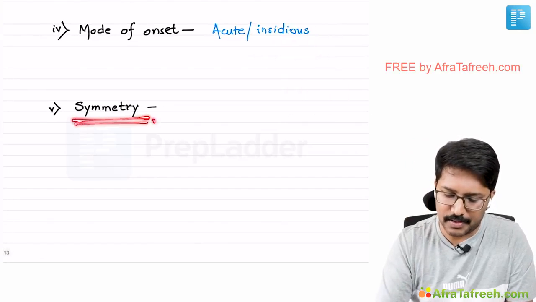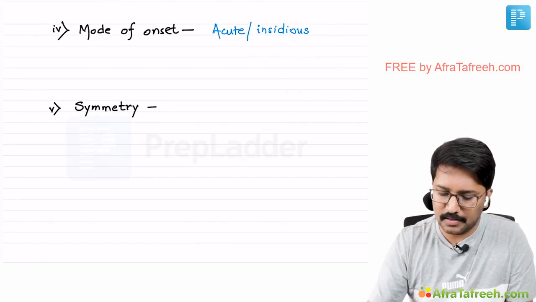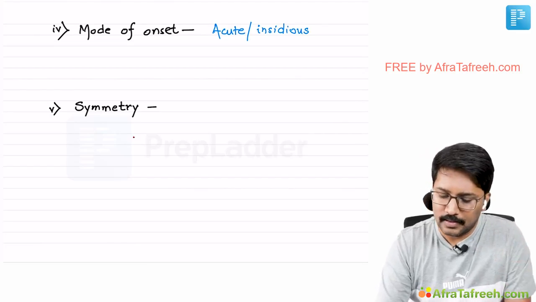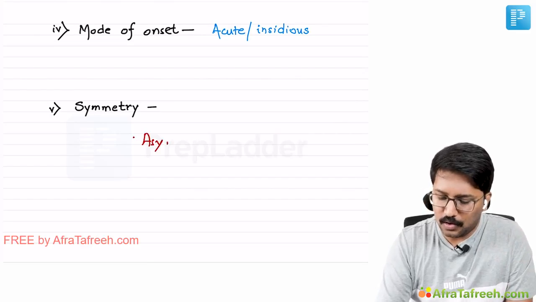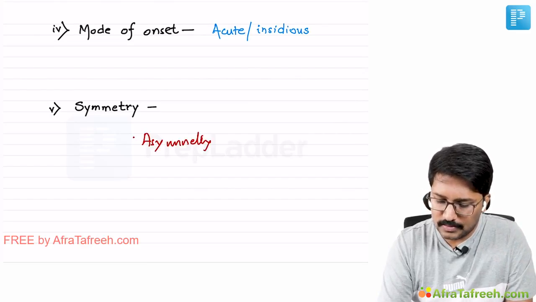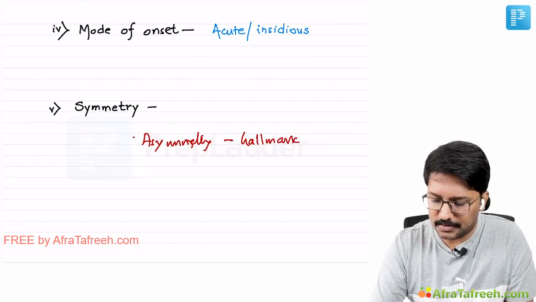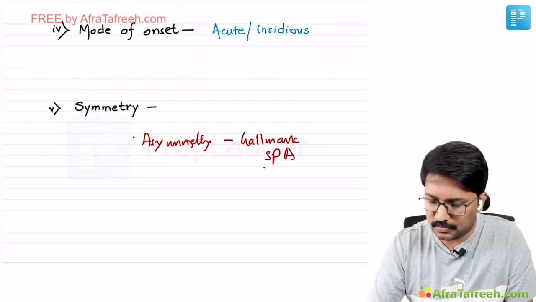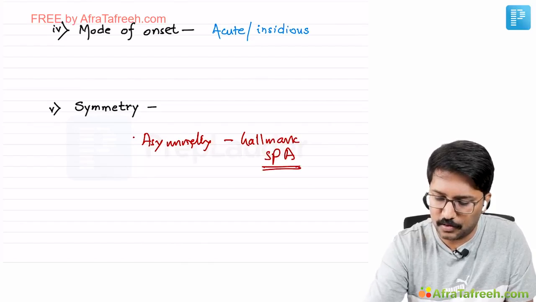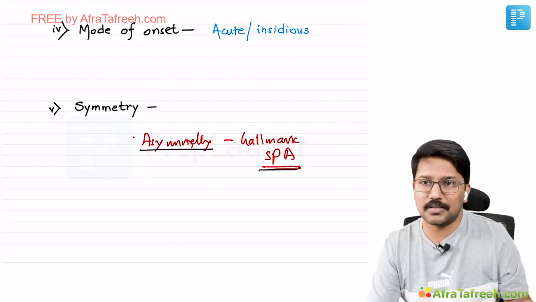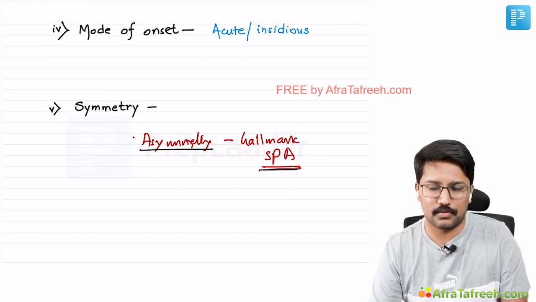Next comes the symmetry. Okay, so when it comes to symmetry, again, it is something that we should all be well aware about. Asymmetry is the hallmark of spondyloarthritic conditions. So all the disorders that are grouped under the heading of spondyloarthritis, asymmetry is the norm. So if it is a symmetric presentation, you should be looking for an alternative diagnosis.